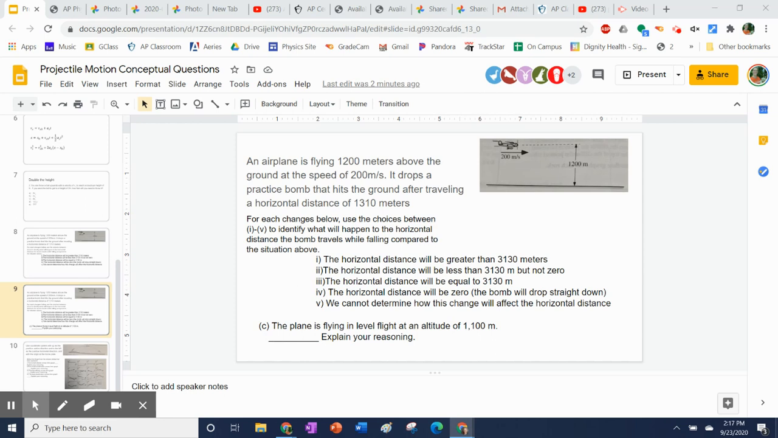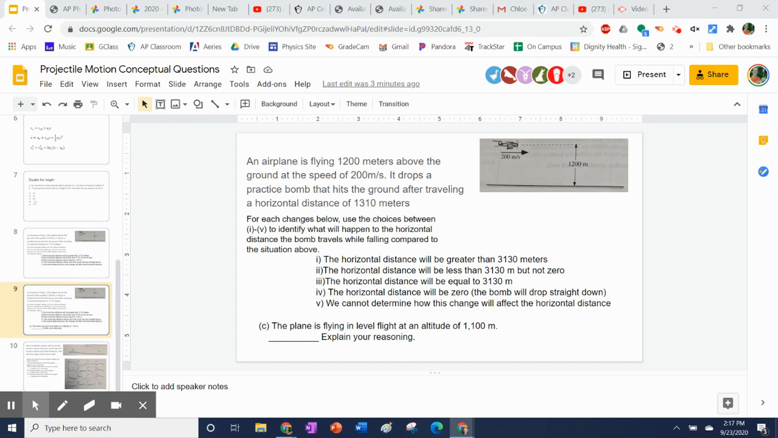Okay, Kylie says if the plane was traveling at an altitude less than 1,200 meters, then the dropped practice bomb will cover less horizontal distance because it will take less time for it to reach the ground. Sure, that works. Deegan, it will fall for less time, which results in less distance. Okay.